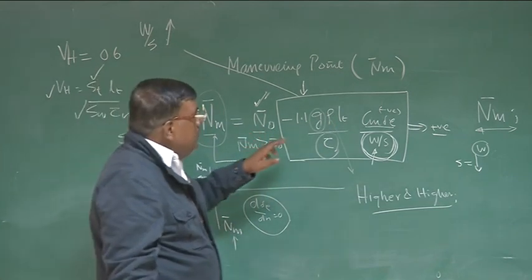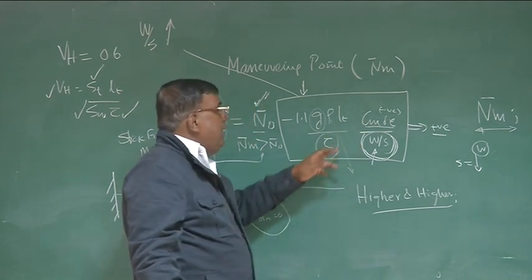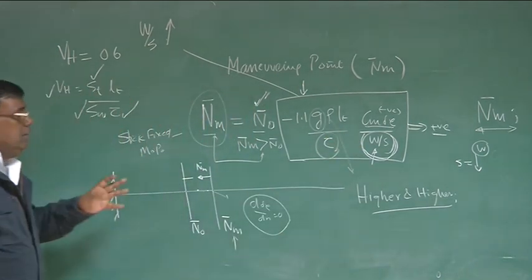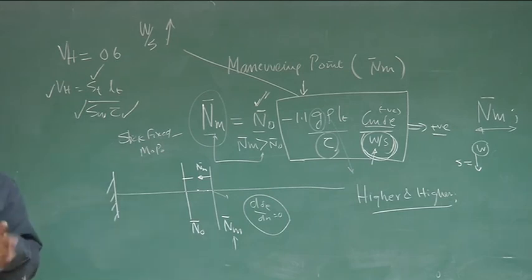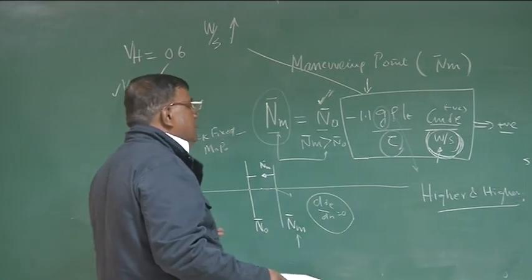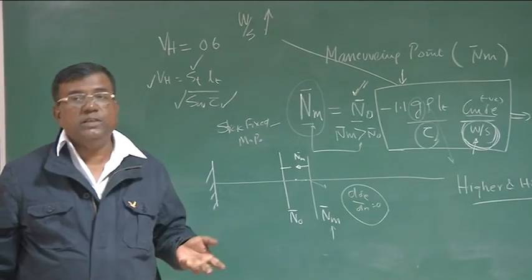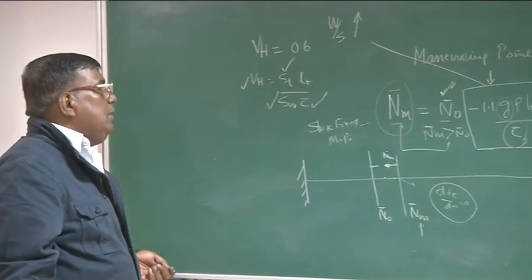So these are the two very important parameters you should be very much aware of at the design stage: that the difference between Nm and N0 reduces as I go higher and higher, and as I make W by S, the wing loading, higher and higher. A designer needs to understand this. So I thought I'll mention this here at this point.